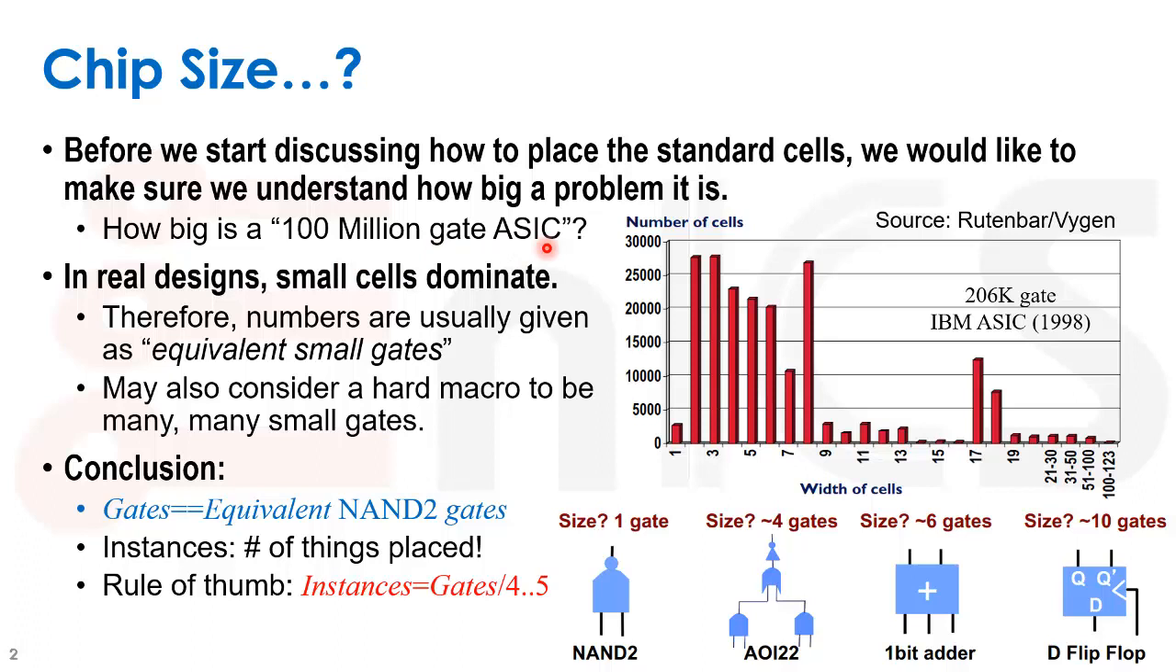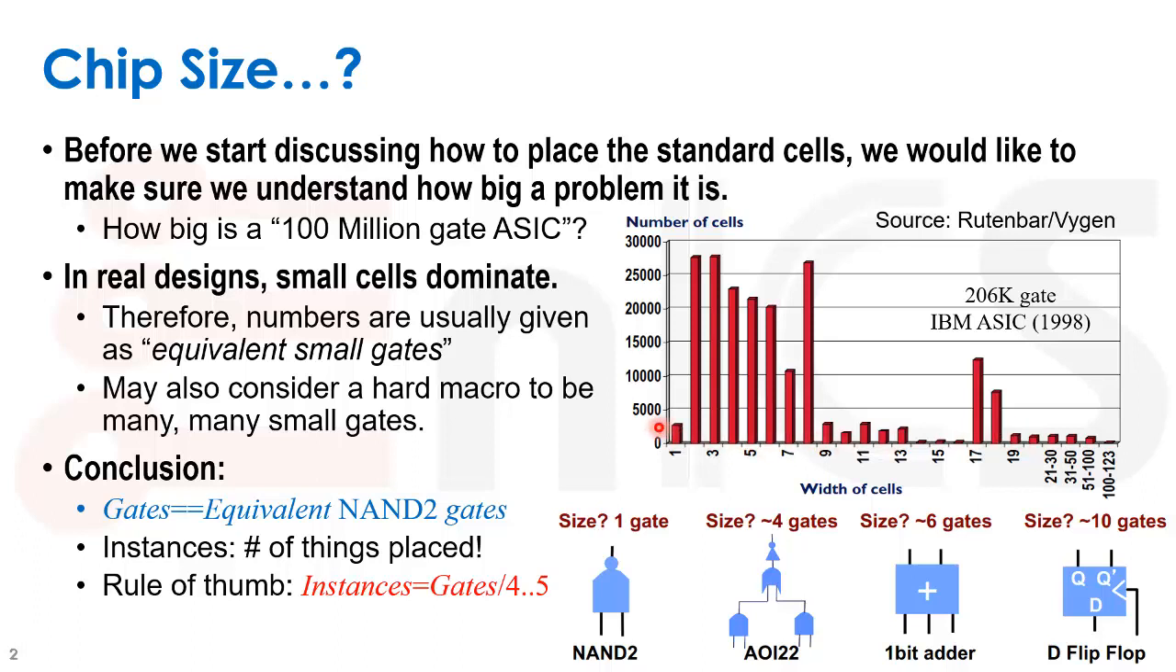It's very interesting, though, if we were to look at a histogram of the normalized width of cells. We see in this study, an old study from IBM, but pretty much true today too, that most of the cells are really, really small. They're only a small number of NAND2 equivalent gates. We only have really a few huge cells, which are probably hard macros like memories and so forth.